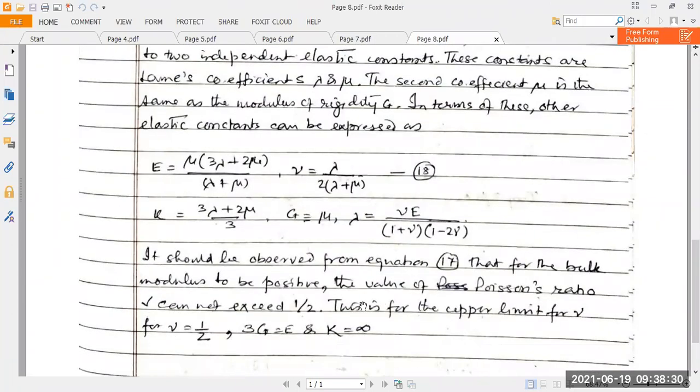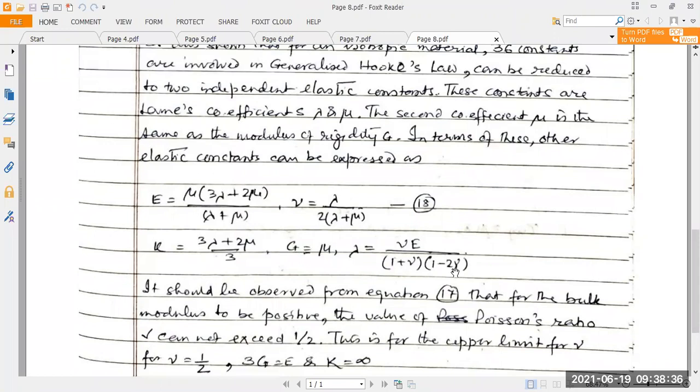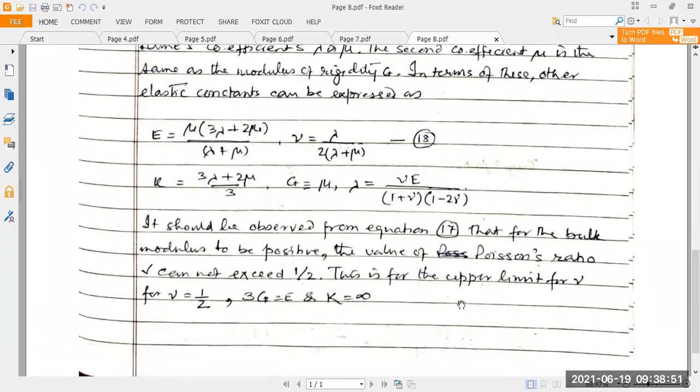It can be observed from the above equation that the bulk modulus is to be positive always, so the value of Poisson's ratio cannot exceed half, because if it is more than half, this thing will be negative. And it cannot be equal to half either, because in that case lambda will become equal to infinity. So this is the upper limit for gamma, and K is equal to infinity itself.